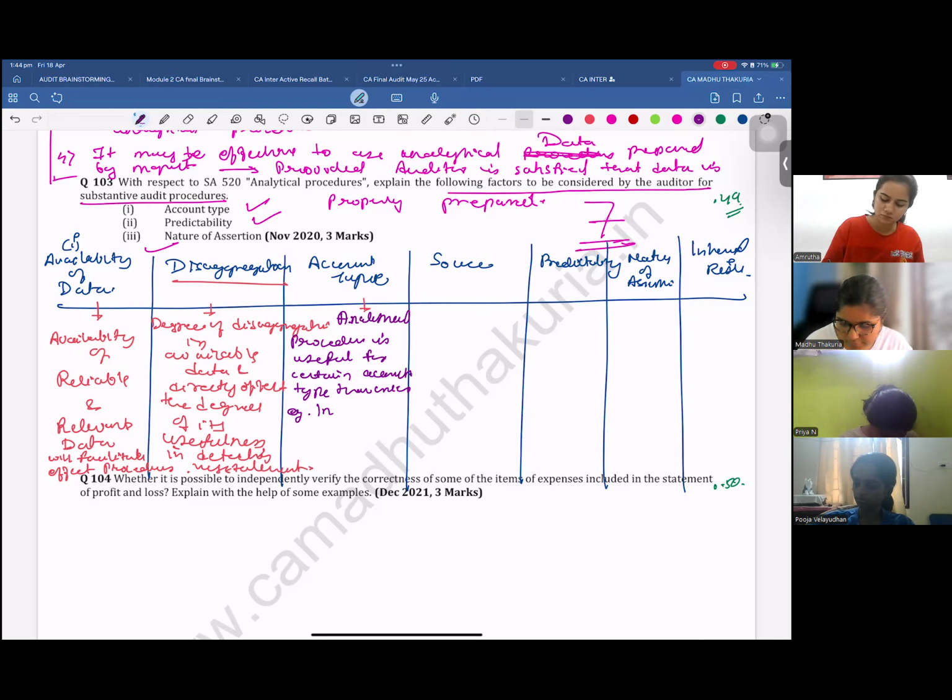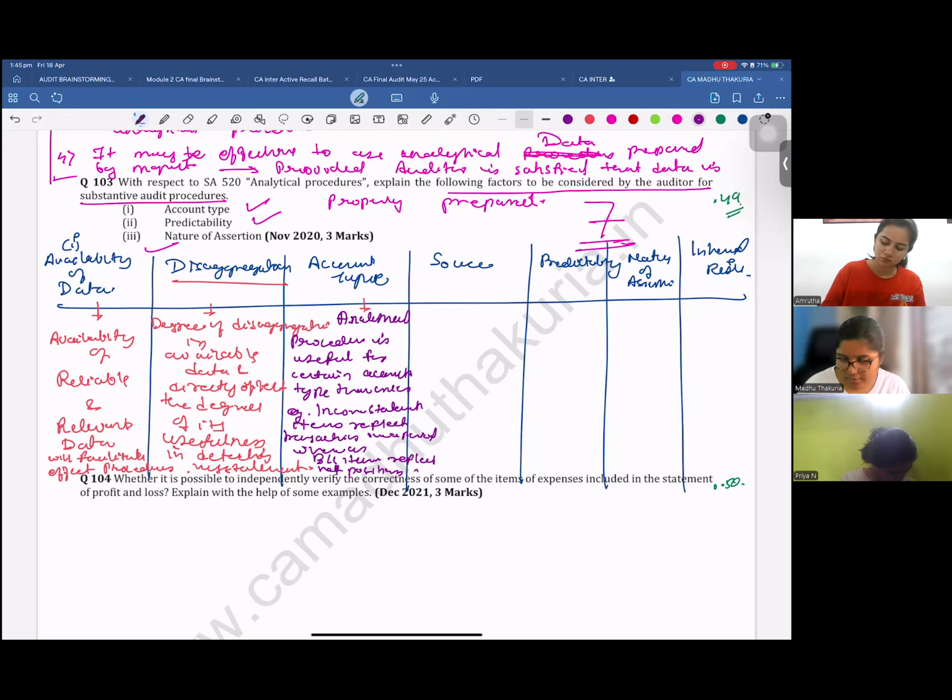Example, income statement items reflect transactions over a period, whereas balance sheet items reflect net position at a point in time.